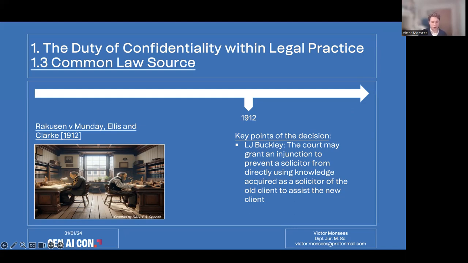And there, Lord Justice Buckley held that the court may grant an injunction to prevent a solicitor from directly using knowledge acquired as a solicitor of the old client to assist the new client. But, and that's important, there is no general rule, so every case depends on its own facts. Because here, the partner in question had no direct knowledge of the firm's former client, no probability of mischief or prejudice could be found by the court. And it was also held that a complete prohibition could have caused great difficulties in a small town where the choice of solicitors is, of course, limited.